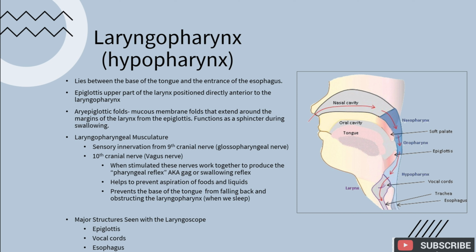The major structures that you will see with the laryngoscope when you're intubating are your epiglottis, your vocal cords, and your esophagus.